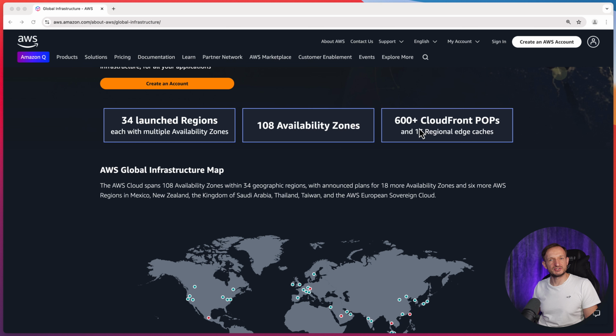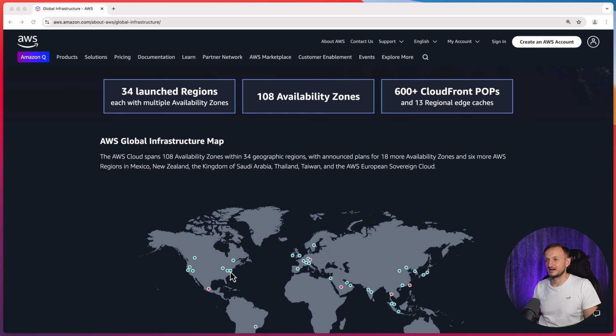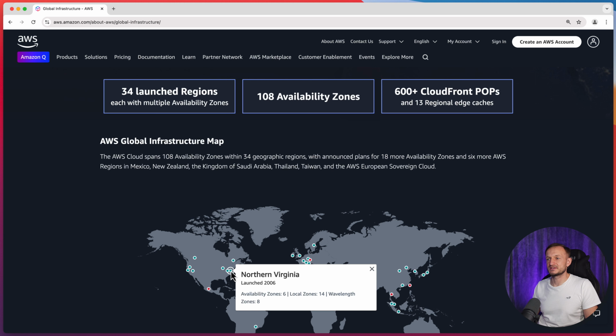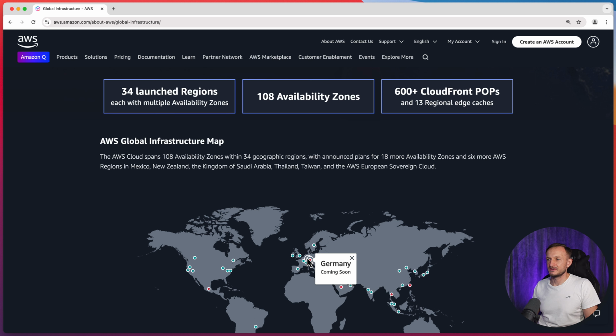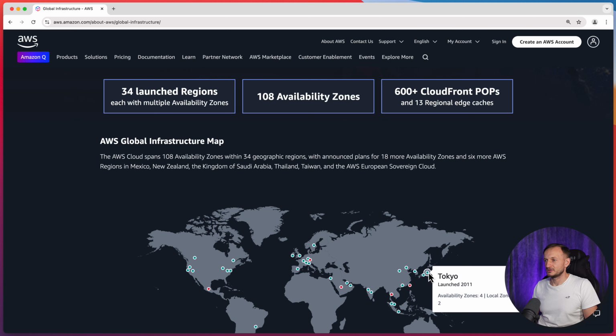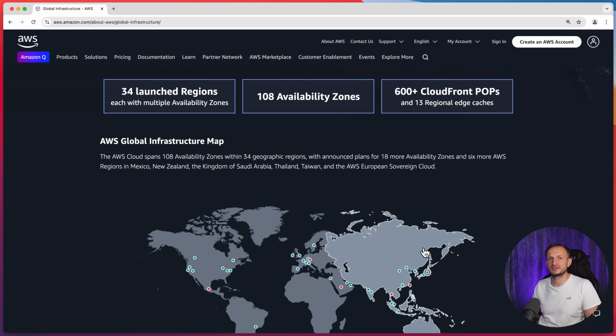Regions are separate geographical locations around the world where AWS has data centers. We can see here that, let's say, it can be Virginia, which is US East. It can be Frankfurt here, or let's say Tokyo, which is here. Each region is independent and isolated from other regions to meet data residency and compliance requirements.